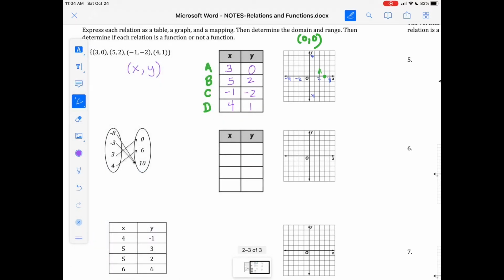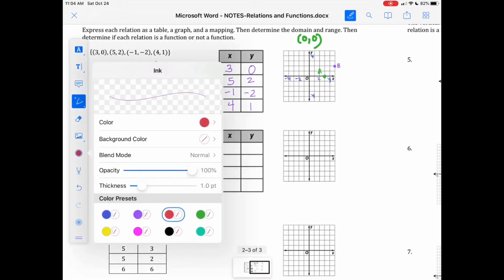Now let's sketch point B. When we plot point B, we're going to go to the right 5 and up 2 because B's coordinates are 5, 2. So over to the right 5, that takes us all the way to the corner, and up 2. And there we have our point B.